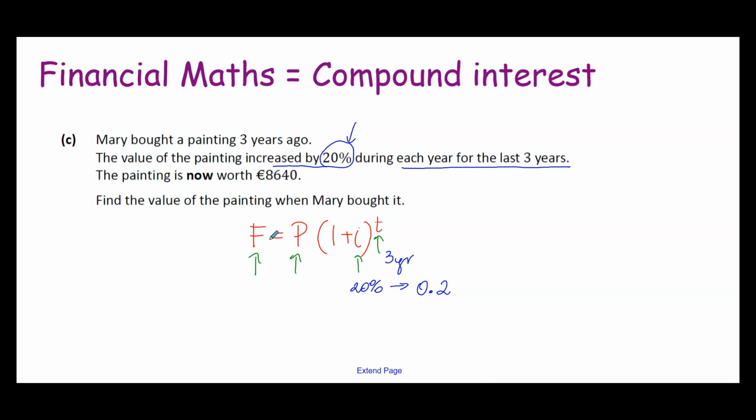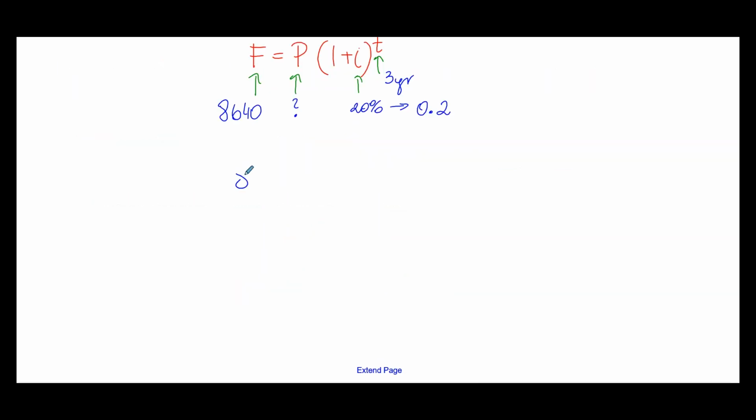So which one is which? F is the future value. So now is the future. When she bought it, that was before, isn't it? So that's how we can look at these two values. That is at the beginning, and then that is the future. Or that is earlier, that is later. However you want to look at it, that makes sense for you. So that means I don't know what that beginning number was. I know that the end number was 8,640. Well, so let's fill in those values.